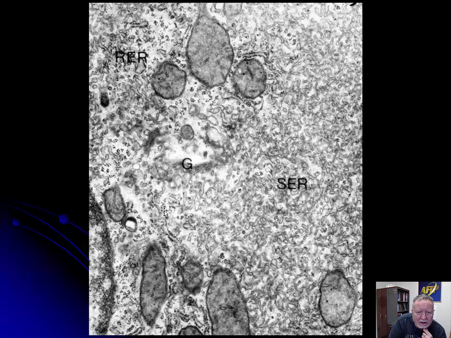Okay, here is, and it's easy because we have SER here, smooth endoplasmic reticulum. Not a lot of ribosomes. I can see some clusters of ribosomes perhaps, or glycogen here, but there's a lot of smooth endoplasmic reticulum. This is actually too much smooth endoplasmic reticulum, but it's a nice picture. This is a liver cell.